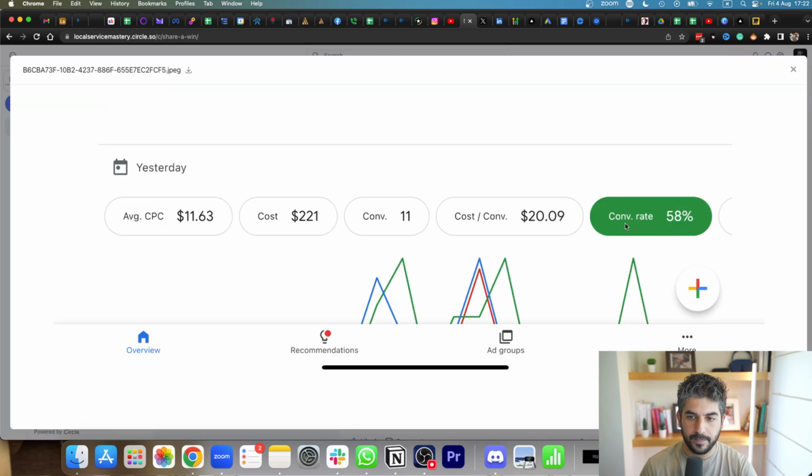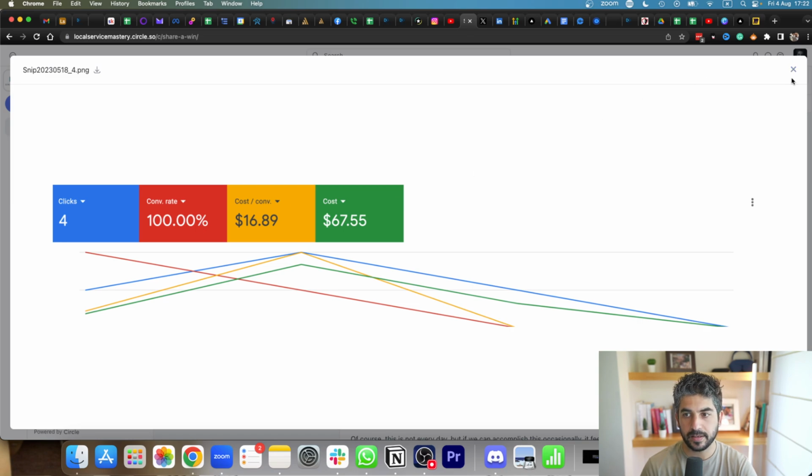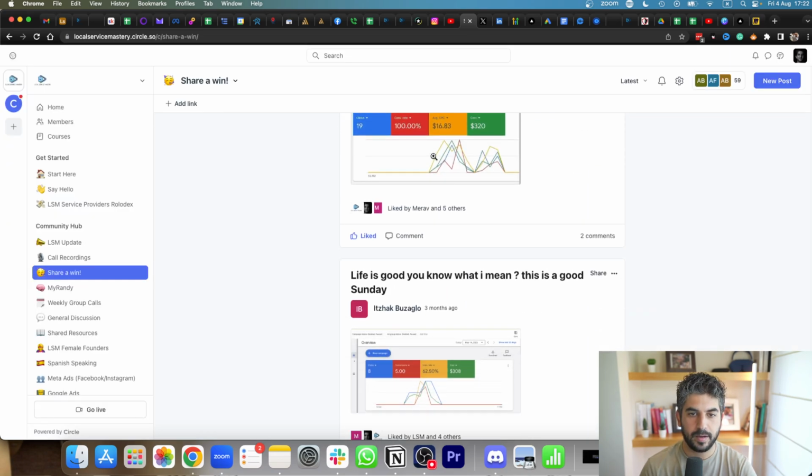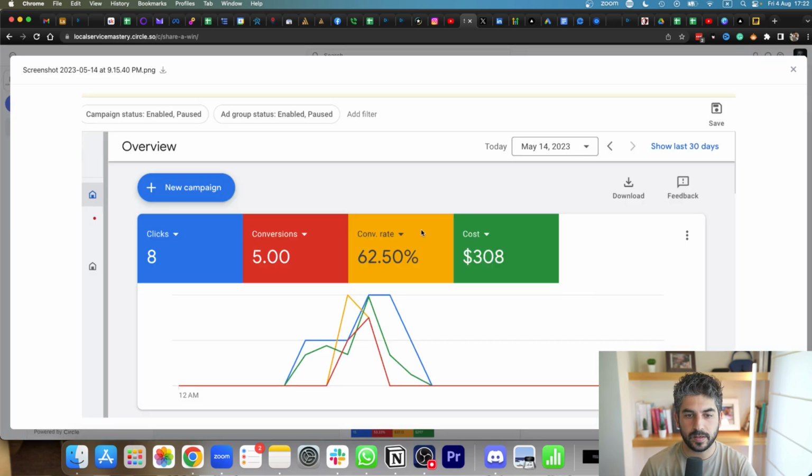Kirill, 58% conversion rate. Raz, 100% conversion rate. Gabrielle, 100% conversion rate. Itzik, 62% conversion rate. So if you're already running ads on Google, you can just click on one of these tabs in the overview and select conversion rate. If you're working with a marketing agency, they should show you this. If they're not tracking it, this is an issue. This is a problem. So this is something that you must track and you must send back into Google.